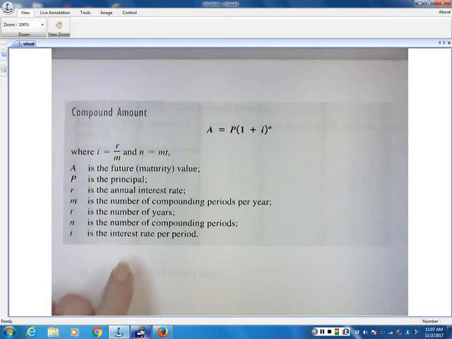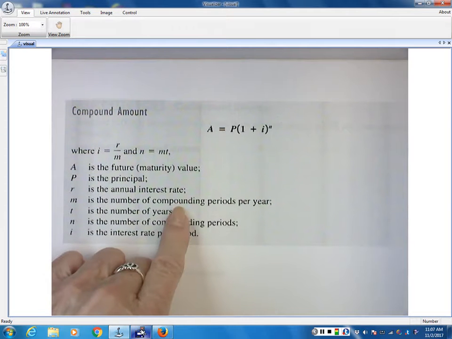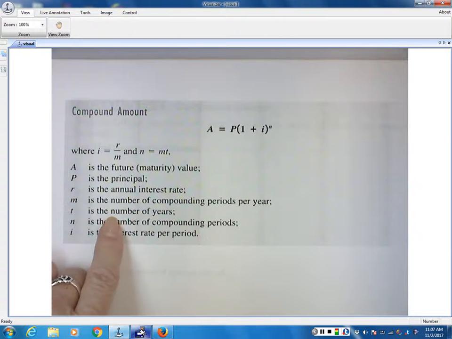With compound interest, you'll have your interest compounded more often than just once a year. For example, the number of compounding periods per year may be semi-annually, which means twice a year, or it may be quarterly, which means 4 times a year. Or you may have it compounded monthly, so it would be compounded 12 times a year. And then T is going to be the number of years. Your annual interest rate is R.